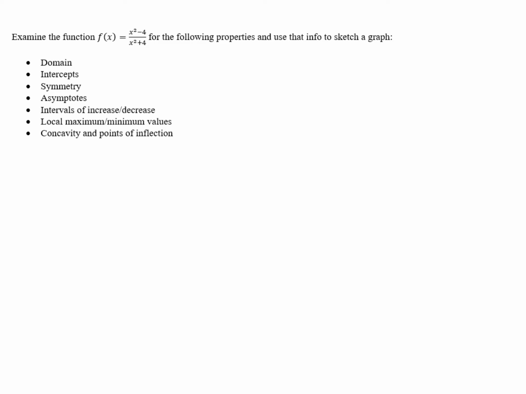And now that we've formalized the process of sketching the graph of a function by listing all of the things that we want to include, let's take a look at our next example. Examine the function f of x equals x squared minus 4 over x squared plus 4 for the following properties and use that info to sketch a graph. So we want the domain, the intercepts, any symmetry, the asymptotes, the intervals of increase and decrease, the local maximum and minimum values, and the concavity and points of inflection.